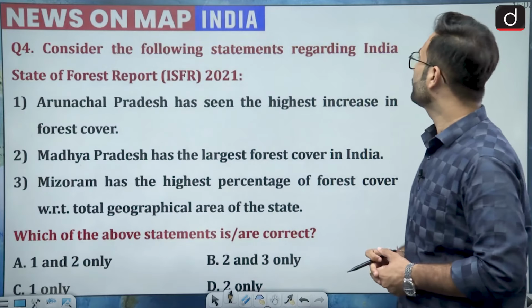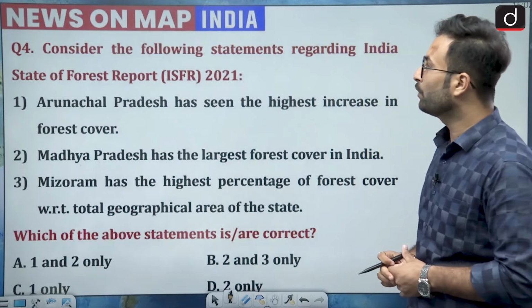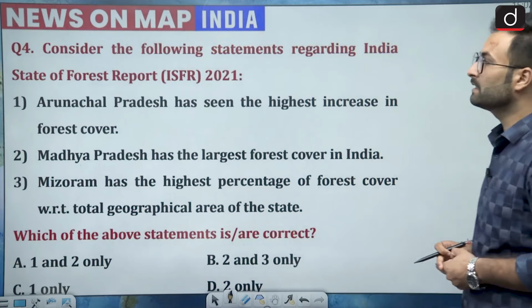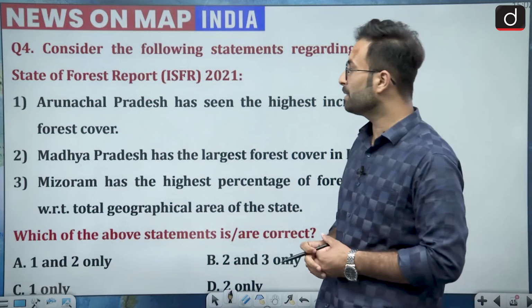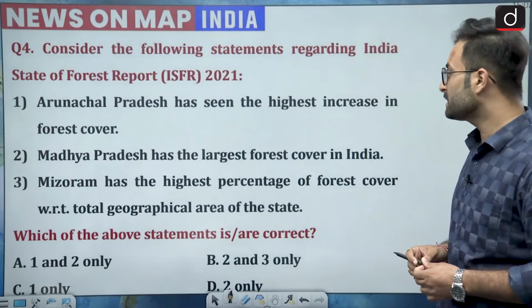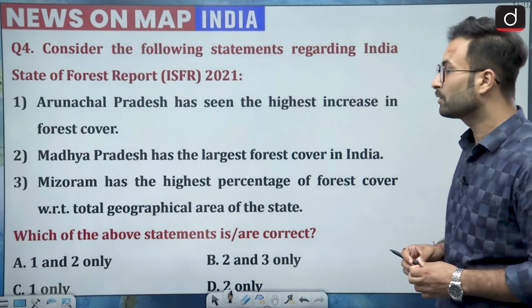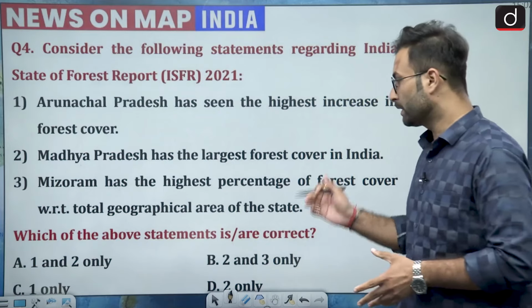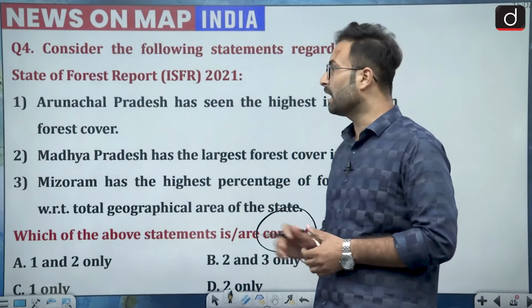Consider the following statements regarding India State of Forest Report 2021. First, Arunachal Pradesh has seen the highest increase in the forest cover. Second, Madhya Pradesh has the largest forest cover in India. Third, Mizoram has the highest percentage of forest cover with respect to the total geographical area of the state. You have to choose the statements which are correct.